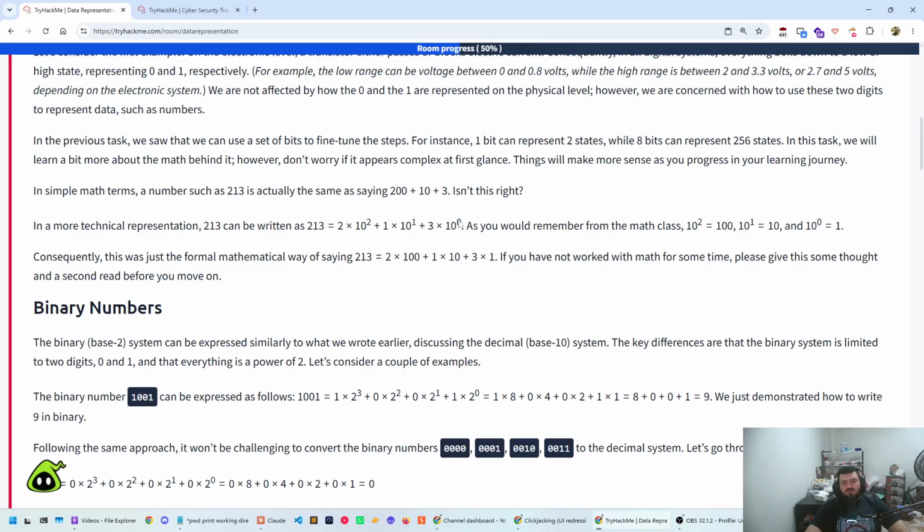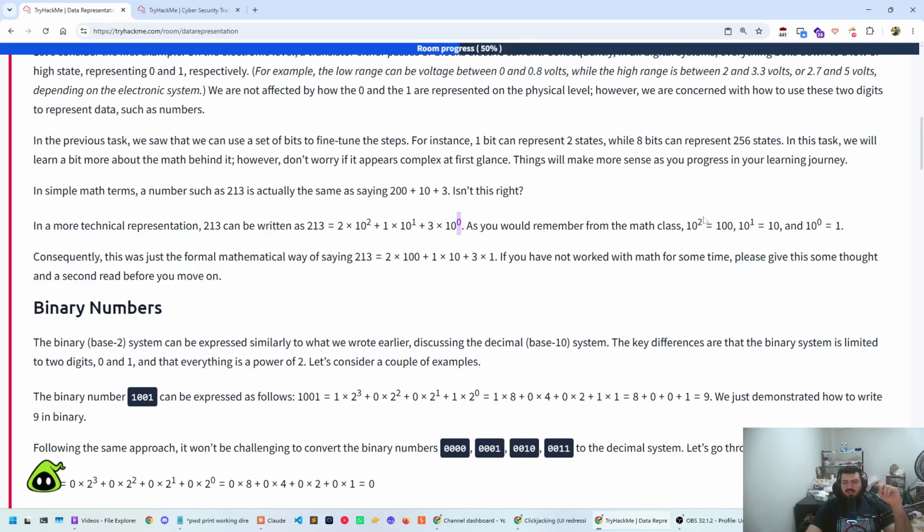Now, 10 to the power of 0 actually resolves to 1. So this is equal to 2 times 100, which is 200, plus 1 times 10 to the power of 1, which is 10. So this is 200 plus 10, and then 3 times 1 is 3. 200 plus 10 plus 3 is 213. Okay? So if you didn't know, anything to the power of 0 is 1.